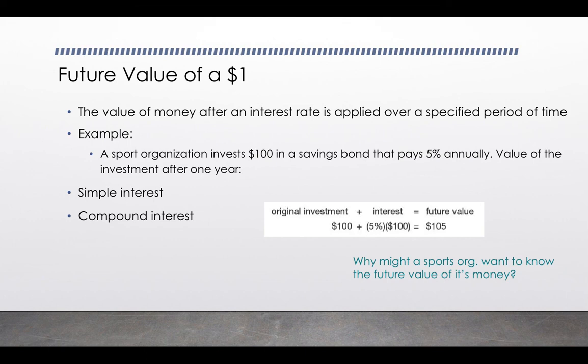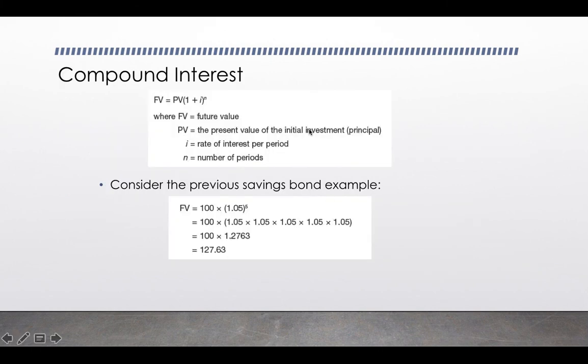So we want to be able to account for the growing amount of money in that savings account each year. That's where compound interest comes into the picture. So for compound interest, we have a formula. It's future value equals present value, and then in parentheses, 1 plus i, which is the rate of interest for the period. And then you can see here we have n, which is the number of periods, so the number of years we might be looking to assess.